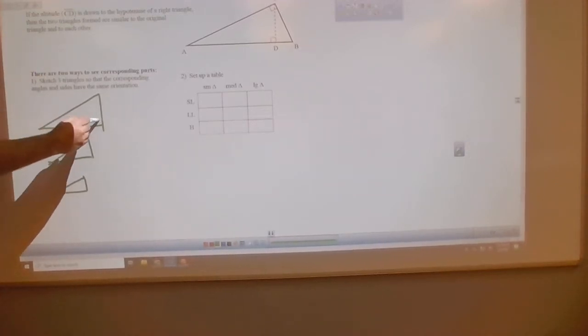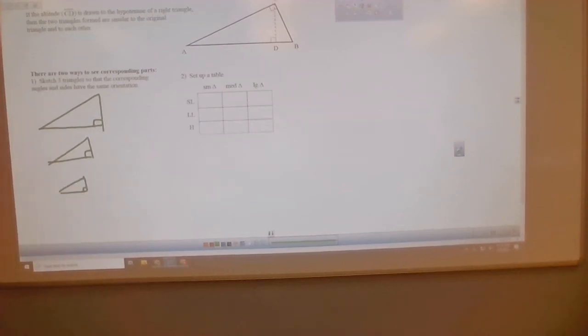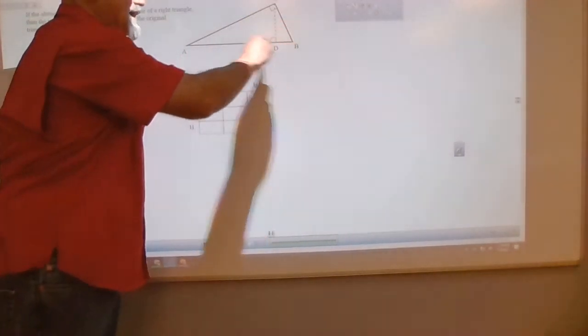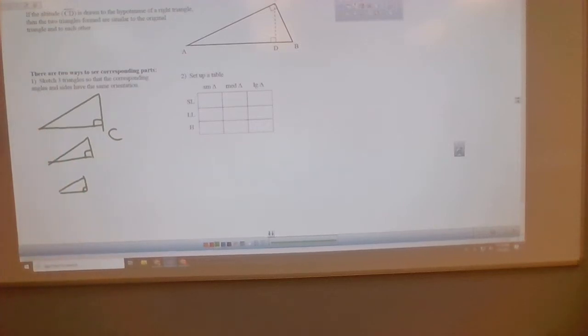Let's make this the right angle on all of them. What are all three right angles? What's the right angle of the big triangle, A, B, C, or D? C. This is the right angle of the big one. What is the right angle of the medium one? D. And of the small one? It's also D. Everybody see that?